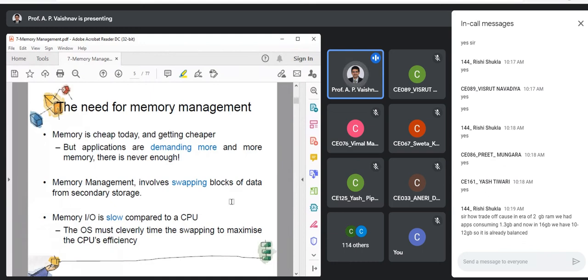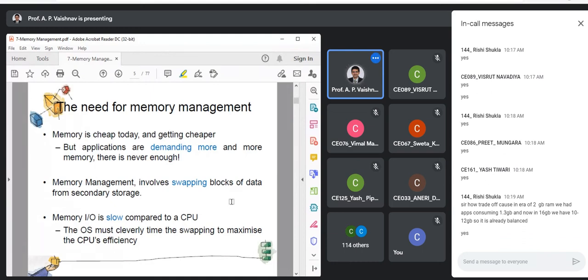Although the sizes have increased, right? Is that fine, Rishi? So we are maintaining a balance by optimizing the memory management capacity or algorithms, right? That is the essence. Okay, fine. Another challenge that we have is IO is slow, right, as compared to CPU.